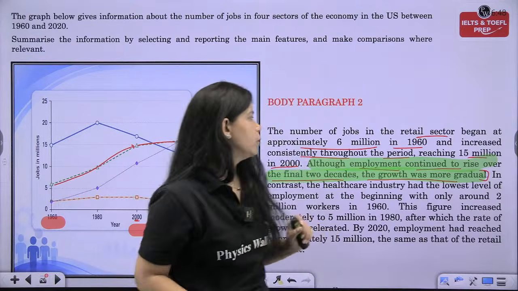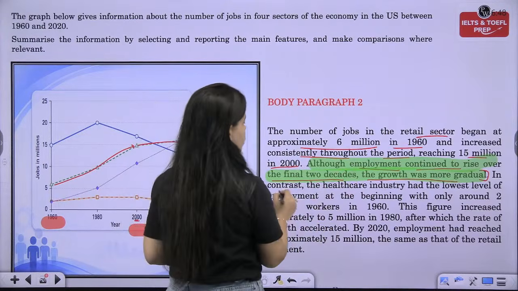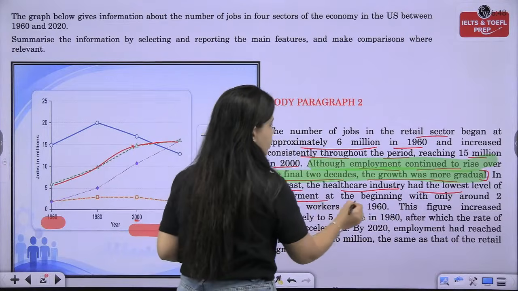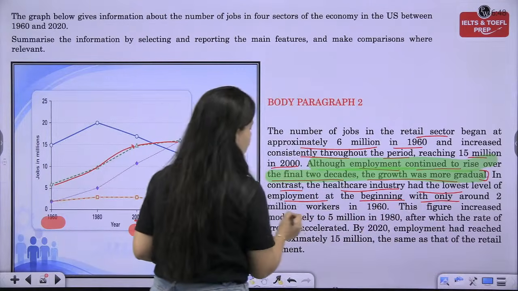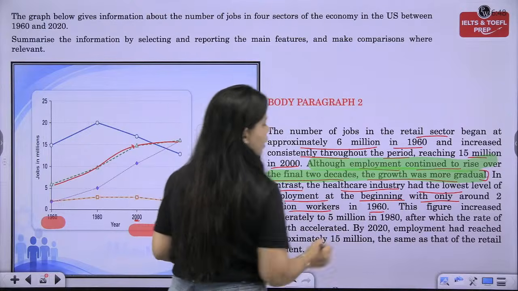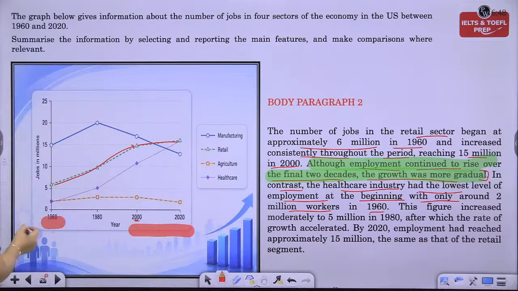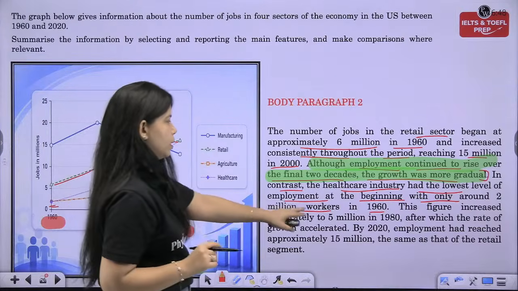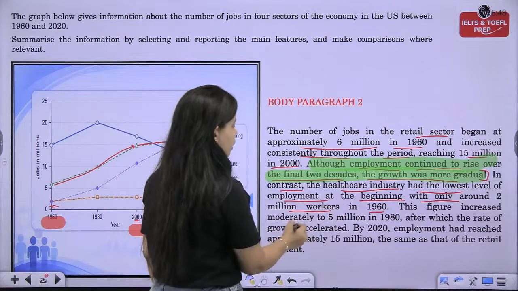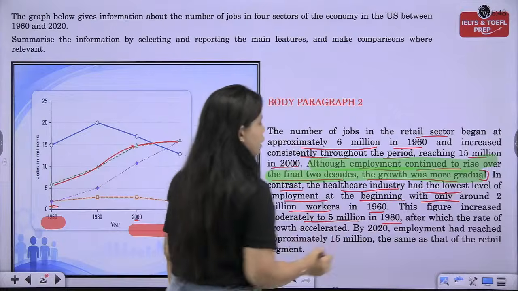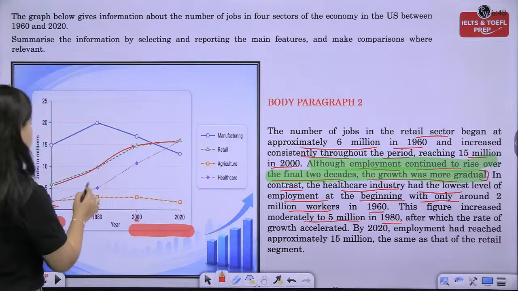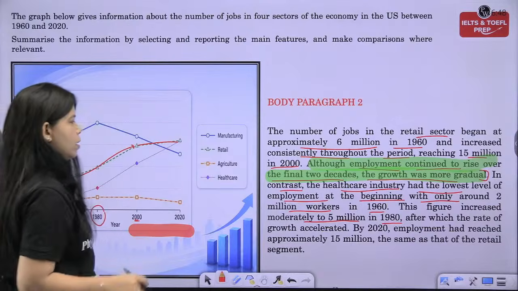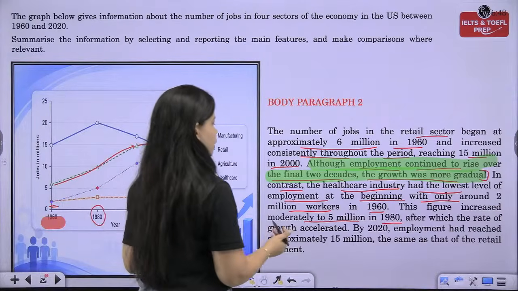Okay, moving to the next line. Now I'm saying in contrast, the healthcare industry had the lowest level of employment at the beginning with only around 2 million workers in 1960. So the lowest level is healthcare with only around 2 million workers in 1960. This figure increased moderately to 5 million in 1980. A moderate increase happened up to 1980. Okay-ish kind of, not too much and not too little, that kind of thing.